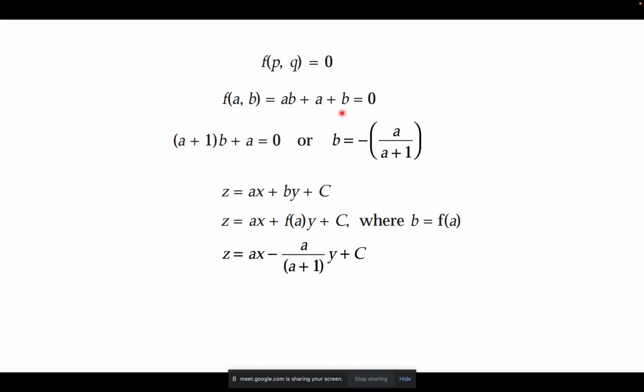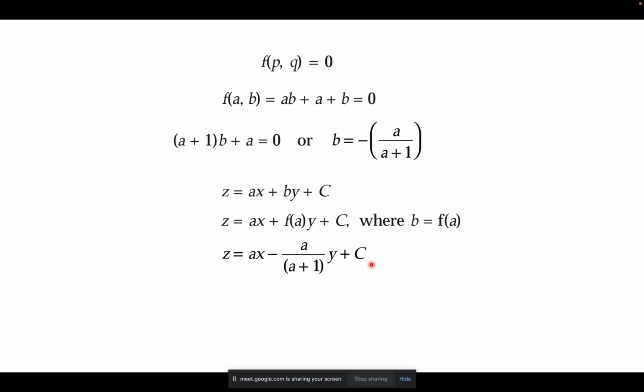Again I have written it here, and as I told you, now you eliminate one of the constants. I can take a common here, so a(b + 1) plus b, and you can eliminate the constant b. So b can be written as minus a upon a plus 1, and that value of b can be put in the general solution of such type of partial differential equation. So you have z is equal to ax plus b y plus c1, because now b is a function of a, right? So the value of b is minus a upon a plus 1. So z is equal to ax minus a upon a plus 1 times y plus c.